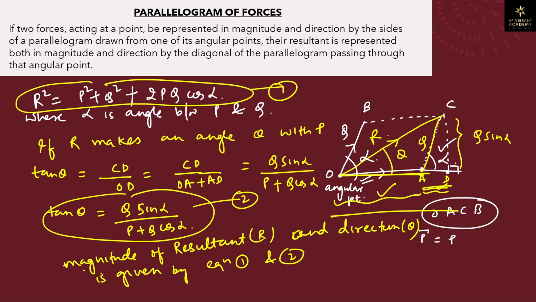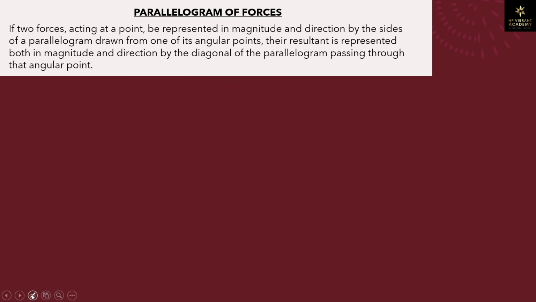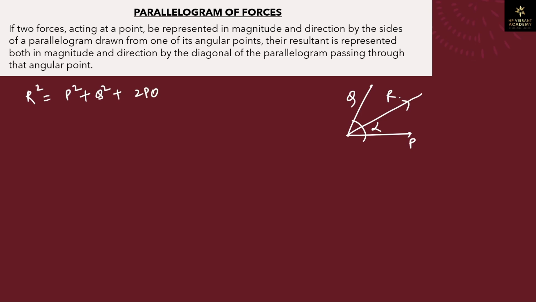Let us discuss the cases. Let us write down once again. We have two forces, P and Q, and the resultant R. The angle between P and Q is alpha. So the resultant R is given by R square equal to P square plus Q square plus 2PQ cos of the angle between P and Q, that is alpha. Now let us consider this angle as theta. Let us complete this parallelogram. So this is theta.